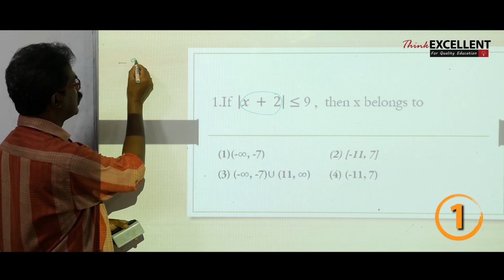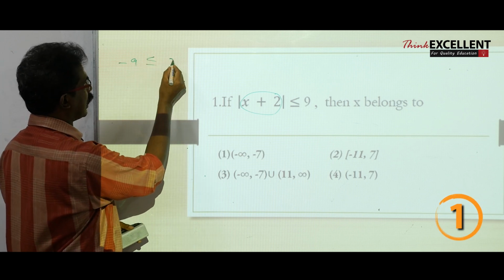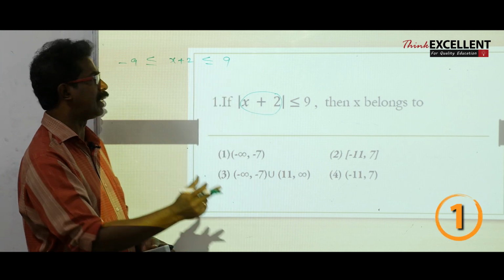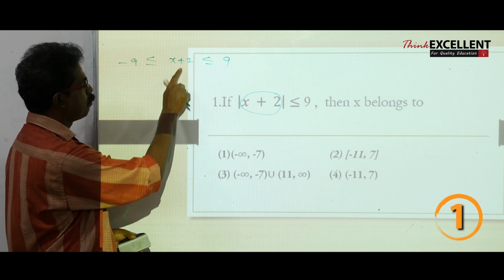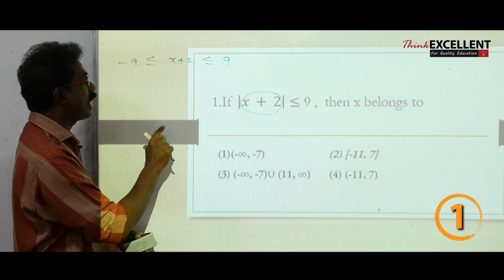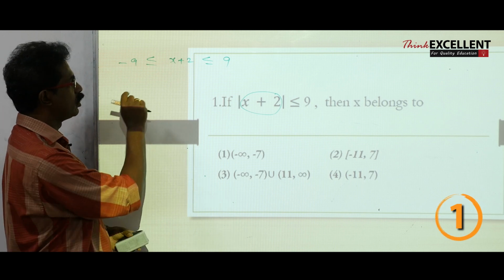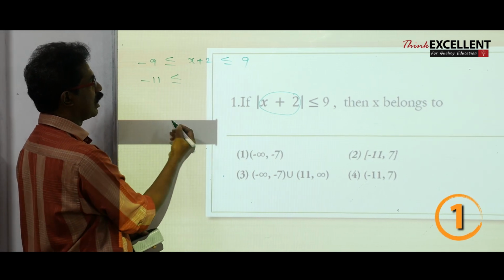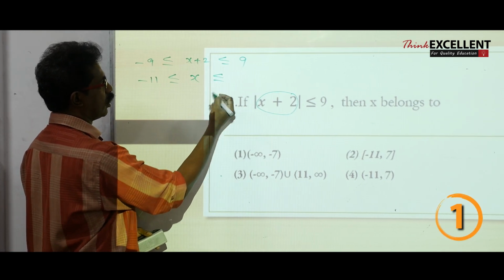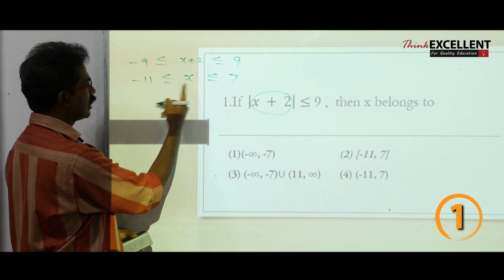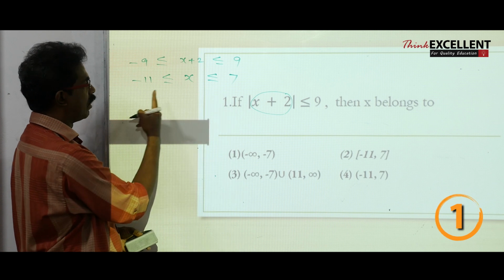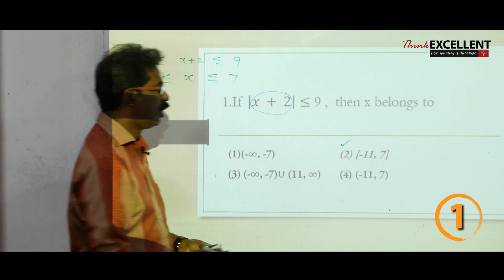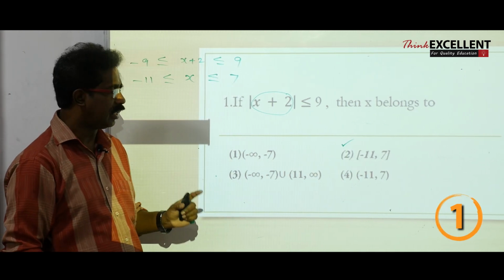So, you can write it as minus 9 less than or equal to x plus 2 less than or equal to 9. This lies between minus 9 and plus 9. But we want to see x. So, this plus 2 must be cancelled. So, we subtract 2 from each term. From every term, you subtract 2. So, minus 9 minus 2 is minus 11, less than or equal to, when you remove 2, you will get x, less than or equal to, when you subtract 2, you will get what? 7. So, x lies between minus 11 and plus 7, both minus 11 and 7 included. So, the correct option is the second one, the closed interval minus 11, 7.